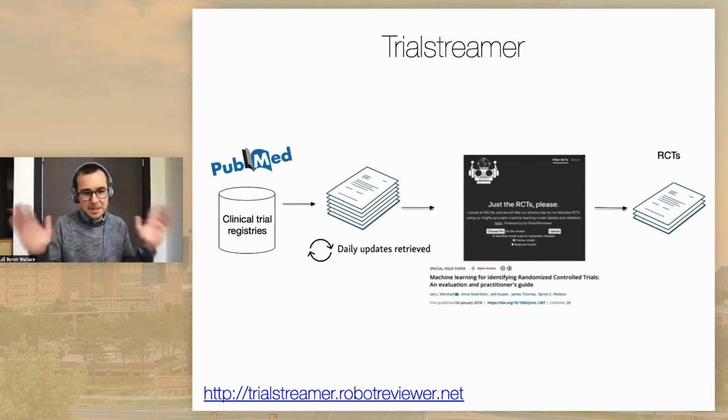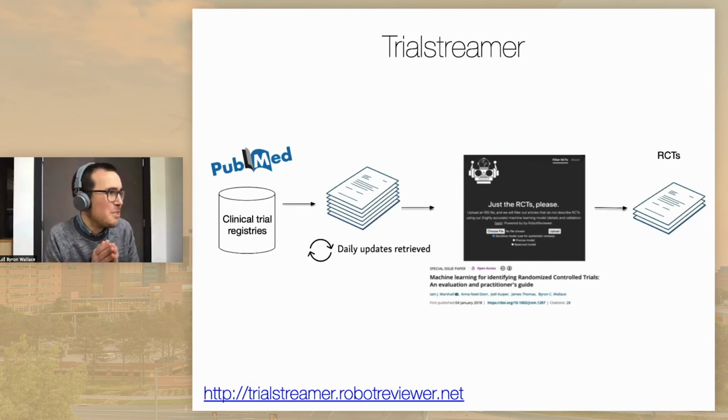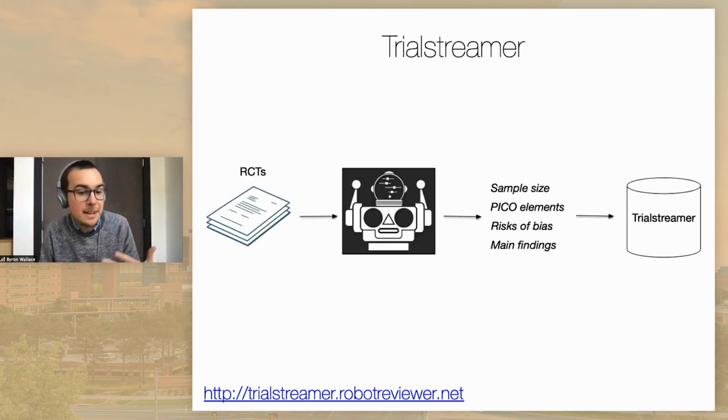And just as a quick overview, or I guess a refresher of what trial streamer is all about, what we're trying to do here is we're monitoring PubMed mainly. And every night, we run a model that we've validated in prior work to identify newly published reports of randomized control trials in humans. And we take the articles that are identified as such, and we push them through the suite of models that are in Robot Reviewer. And these models do things like extract the sample sizes, the PICO elements, the risks of bias, as I mentioned, and also the main findings and some other stuff, and push those all into a structured database, which we make publicly available. So you can grab that.